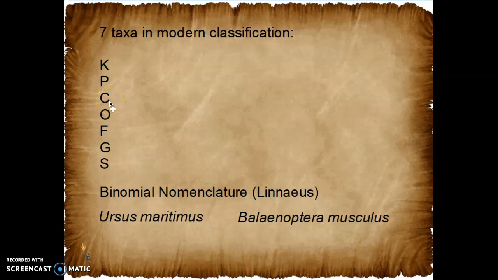And then the other two you're probably familiar with are genus and species. This is how we name organisms. So, for example, Ursus maritimus is the scientific name for a polar bear, whereas Balaenoptera musculus is the scientific name for a baleen whale. Okay, so notice they're written in italics. The genus is capitalized, the species is not. Okay, that should all be a review.